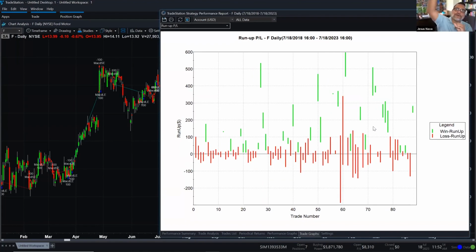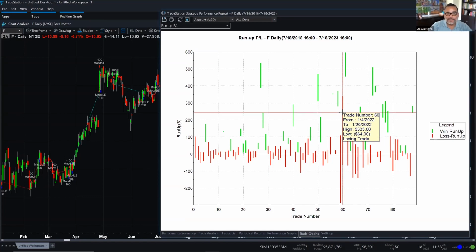This is drawdown P&L. If I go to the run-up P&L, it's very similar, but in this case it's the opposite. It's giving you how far up the trade went before you exited. So let's take a look at one of these long lines right here. Trade number 60 was a losing trade and it lost $64, but it went all the way up to $335. It's interesting and a little bit disconcerting, because why wasn't the strategy able to capture some of that profit that it had made?